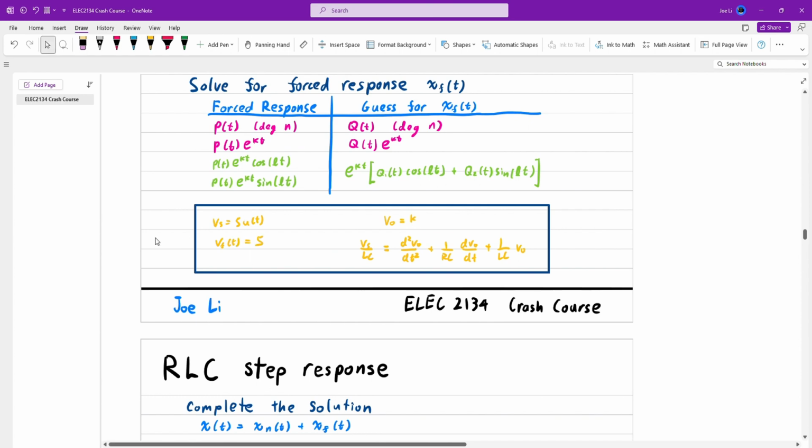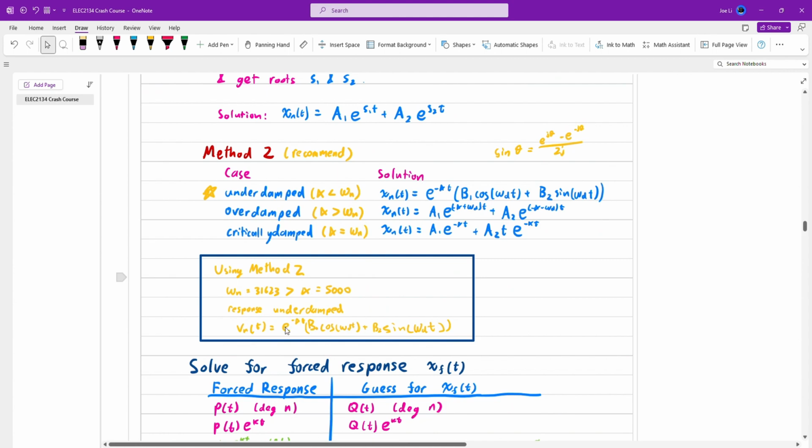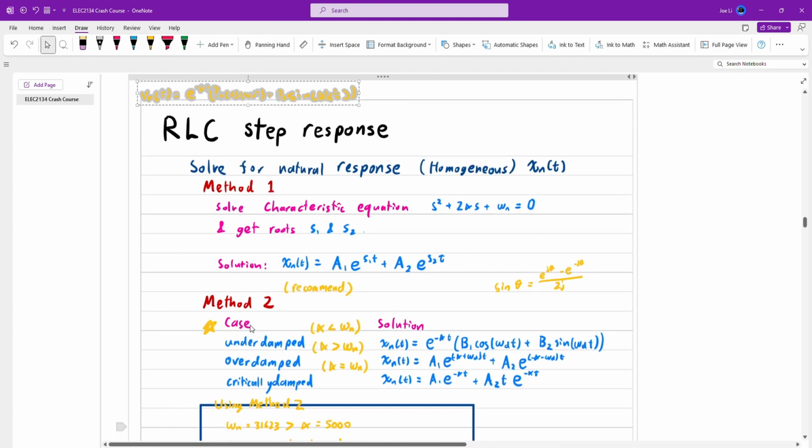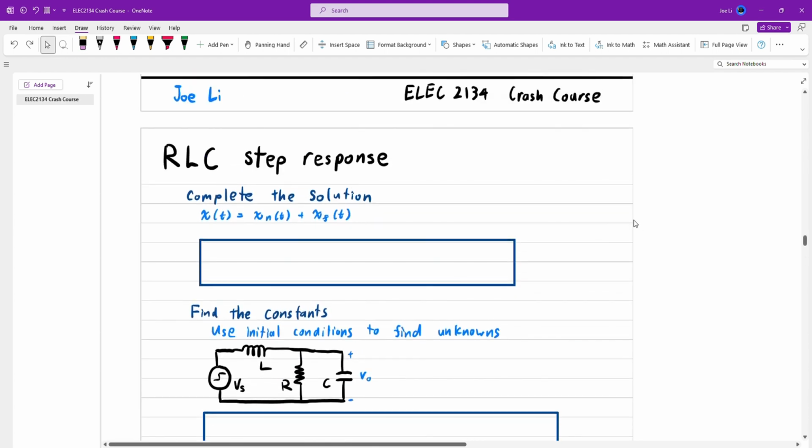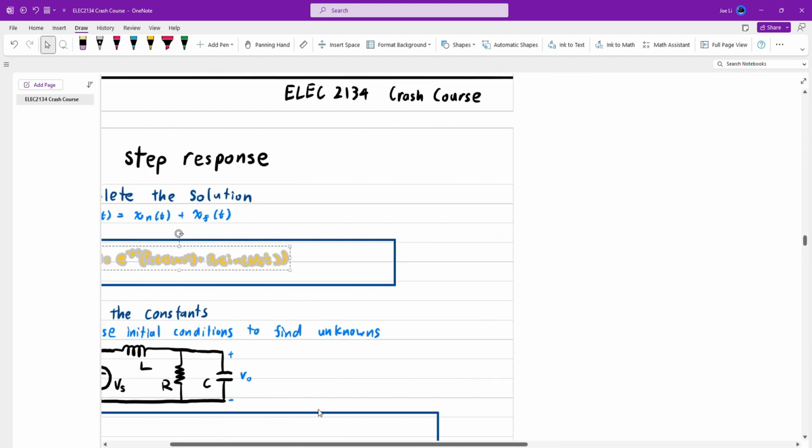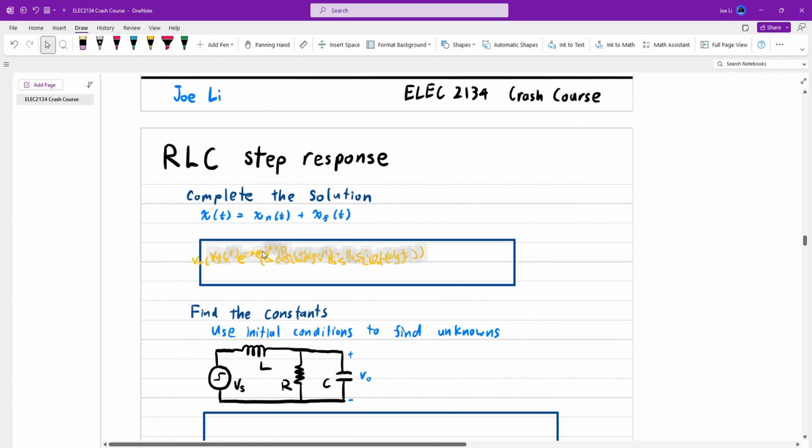Forced response is 5. Natural response is this. And I'm going to go ahead and do the lazy work. Oops, sorry. Yes, I'm going to put it here with the natural response. This is the natural response plus the forced response. Forced response is 5, so there we go. This is our complete solution.